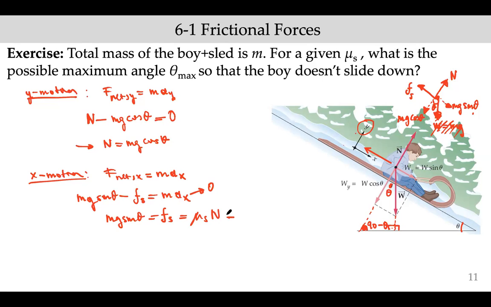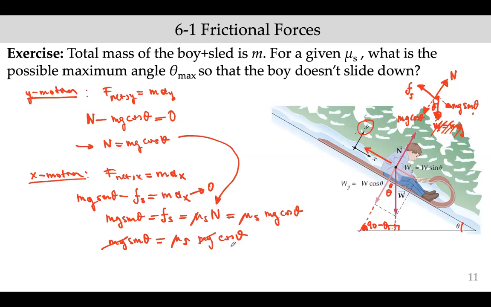And the normal force, we found it up here. I can substitute it here. So it's going to be mu s mg cosine theta. Okay, let me write it again. So mg sine theta equals mu s mg cosine theta. Now I can get rid of mg's from both sides.